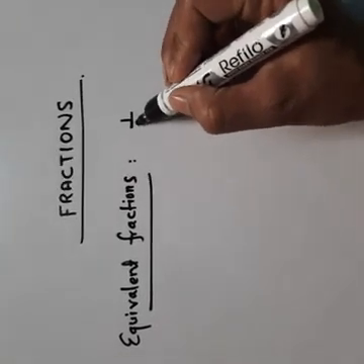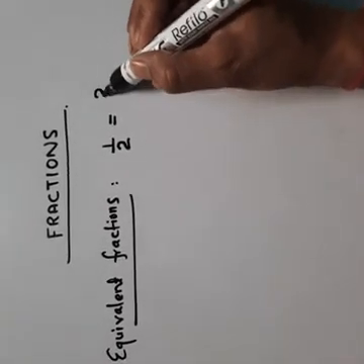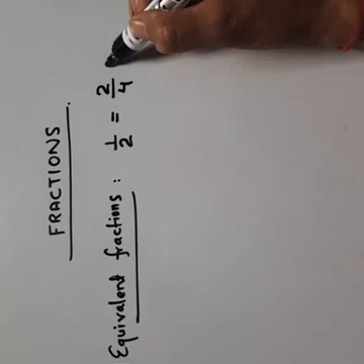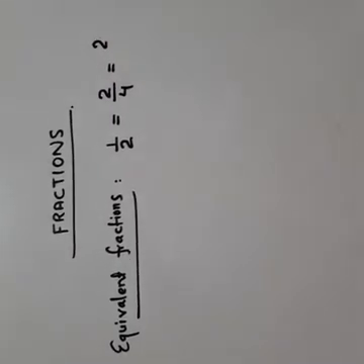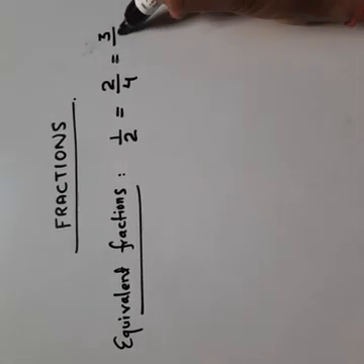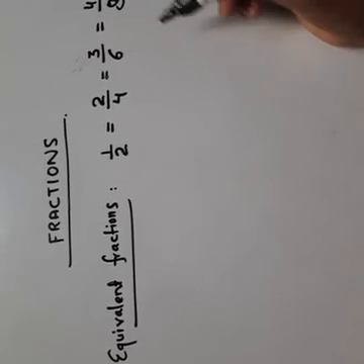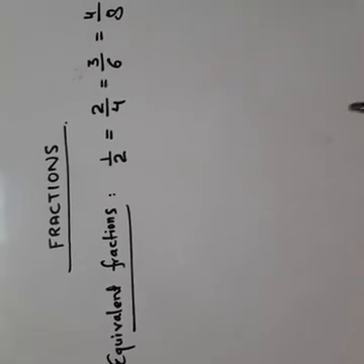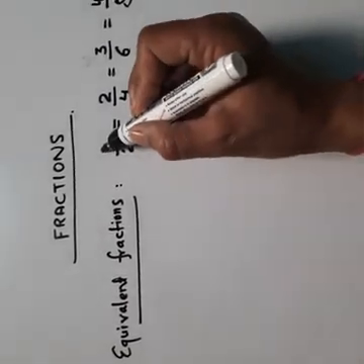I tell you, 1 upon 2, this is a fraction. It is equal to 2 upon 4, equal to 3 upon 6, equal to 4 upon 8. These are equal fractions. So equal fractions are called equivalent fractions. So how should we know that these fractions are equal?